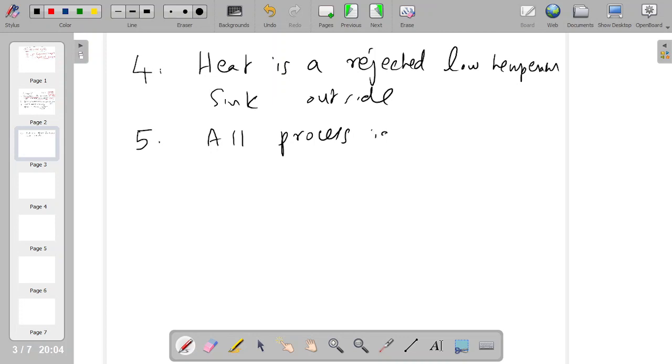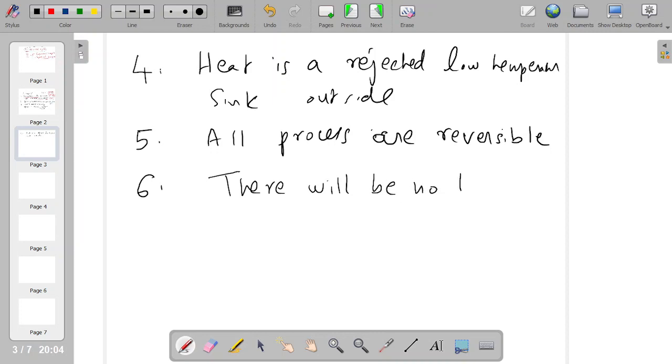All the processes are reversible, but we know that in actual conditions most processes will be irreversible. Here there will be no heat loss or frictional loss. In an actual engine there will be a lot of frictional loss at the piston, moving parts, etc. But in this derivation we are neglecting all that for the sake of simplicity.